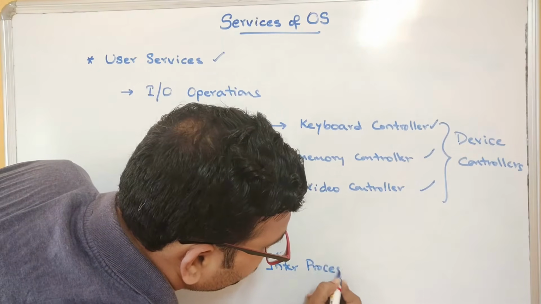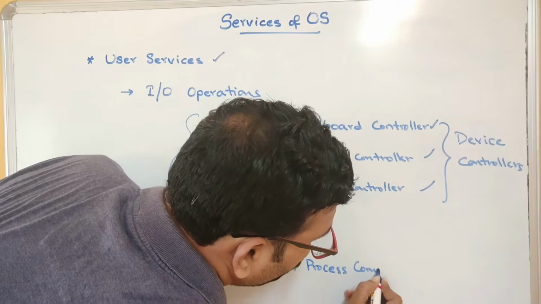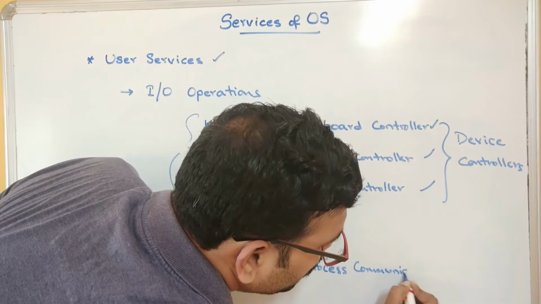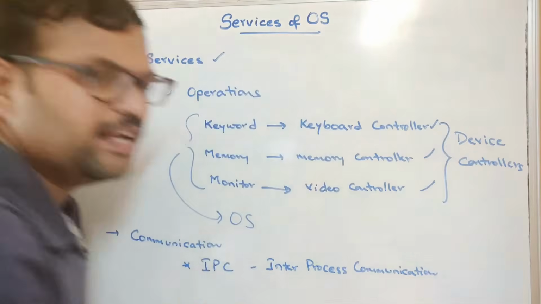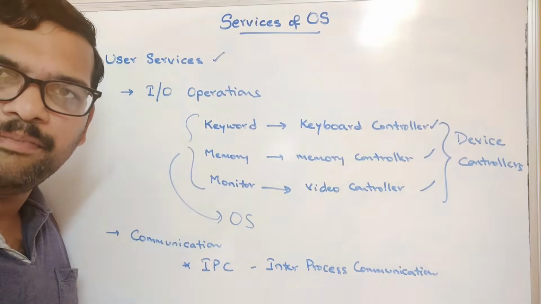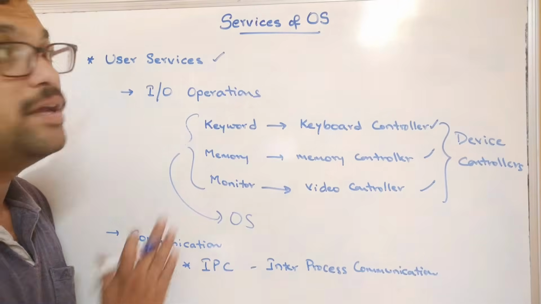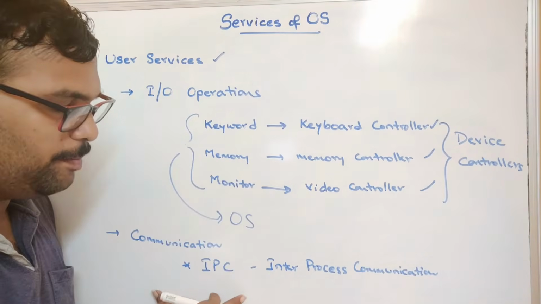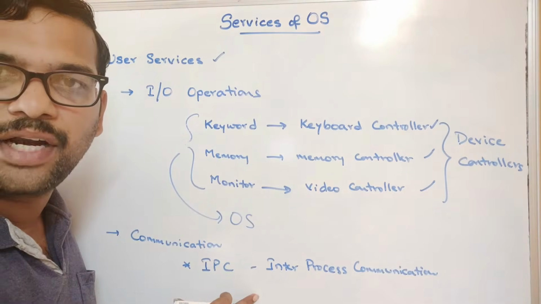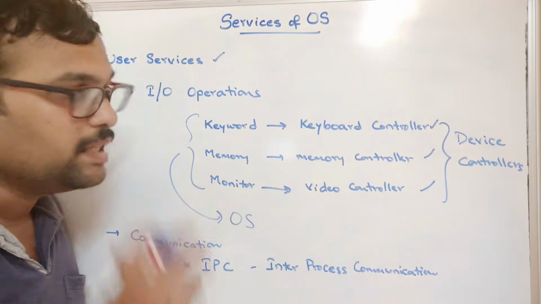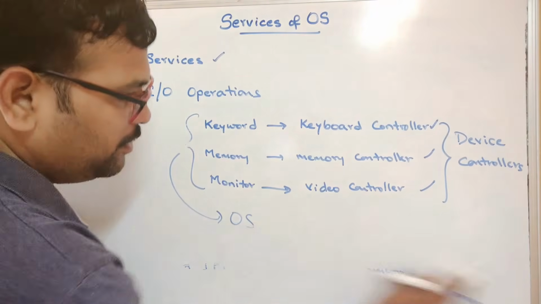We call it IPC, inter-process communication. In order to communicate between different processes which are maintained in the same system or in different systems, this will be used. The operating system will take care of this communication between different processes.